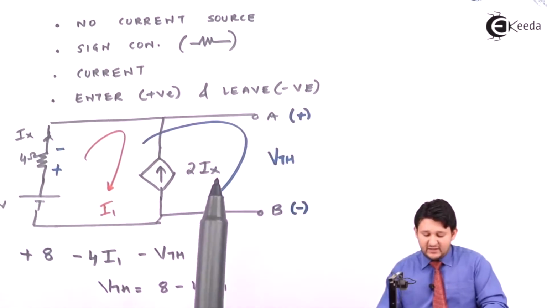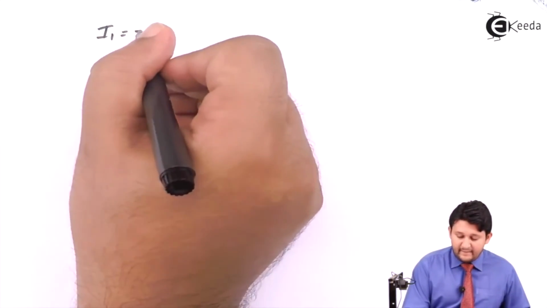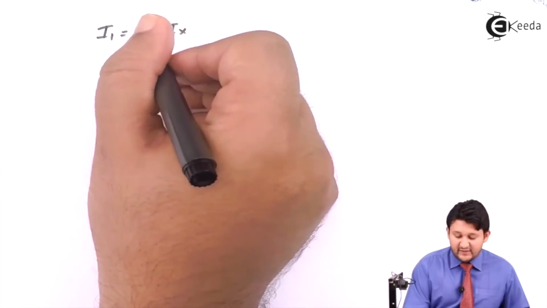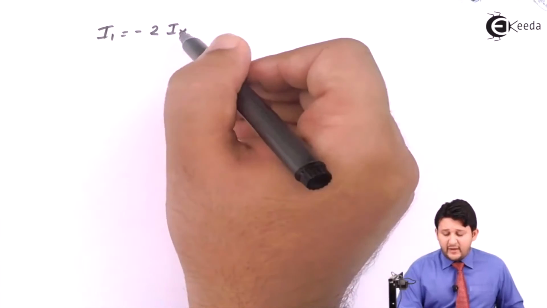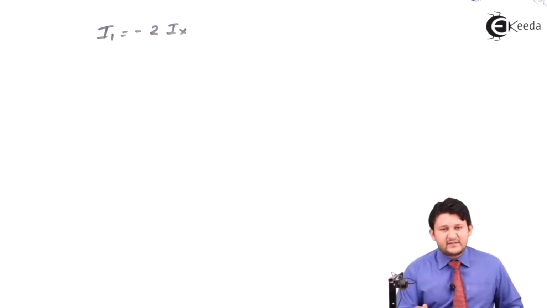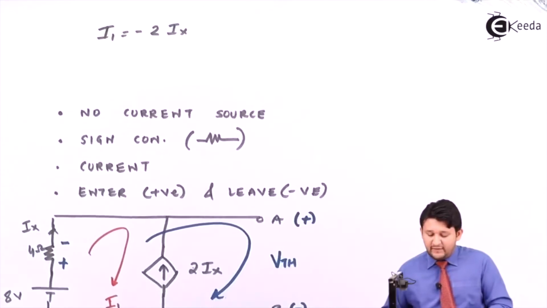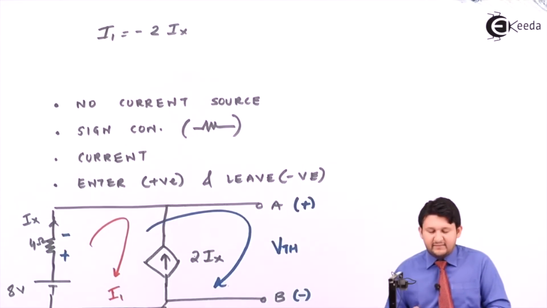So my direction for I1 will be minus 2 of I, which is the value of our current source. Minus because direction is different. Now I need to find Ix. For Ix, just observe the network carefully, which you have already drawn in your book. If you observe it carefully, your Ix and I1 are in the same direction, my dear friend.